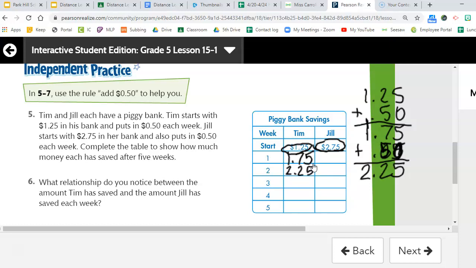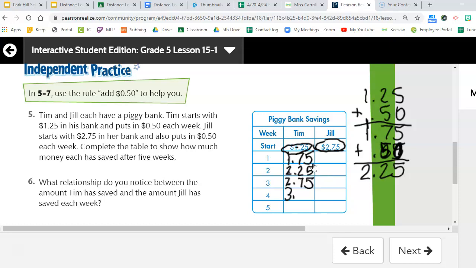When I go up by 50 cents, it's going to go from 25 to 75 to 25 to 75. And the dollar amounts are going to go up every other. So $1.25 plus 50 cents is $1.75. Plus 50 cents is $2.25. So next up, it would be $2.75. Okay. Now I have 1, 1, 2, 2, so that means the next one's going to be 3.